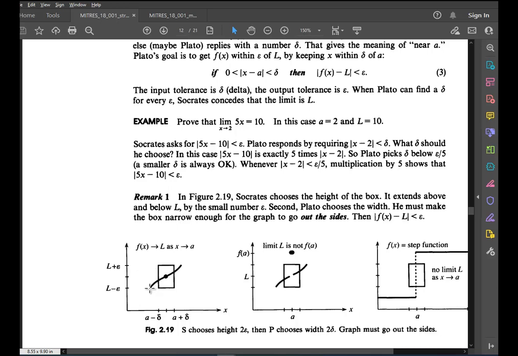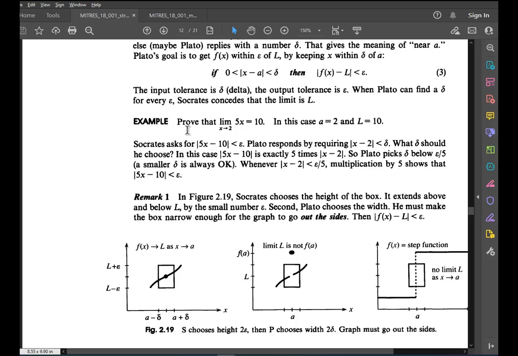So in fact, I could have chosen the box to be this big. You should have drawn this so that it goes outside like that. But the point is not to find the biggest delta that works. The point is that there is a delta. There is a horizontal window that guarantees that I'm within this vertical window.